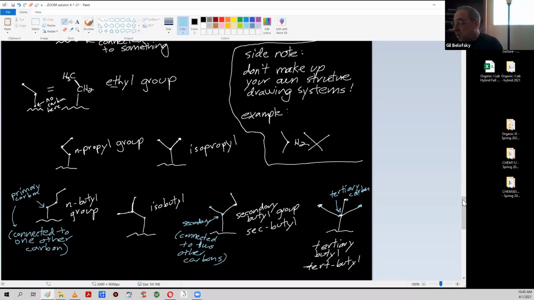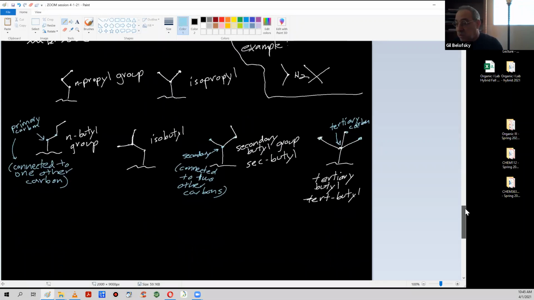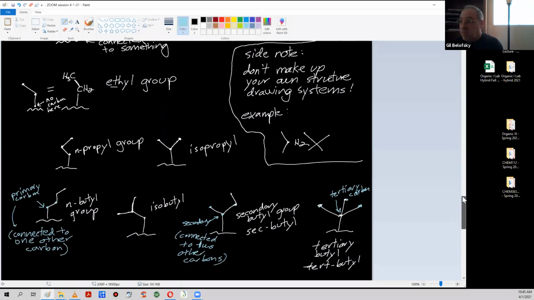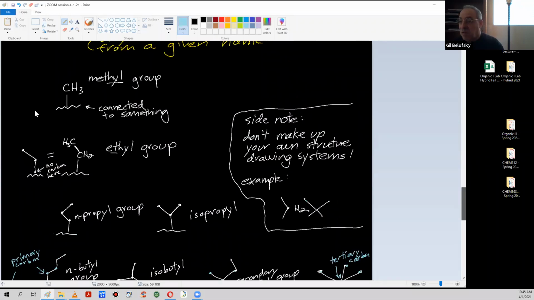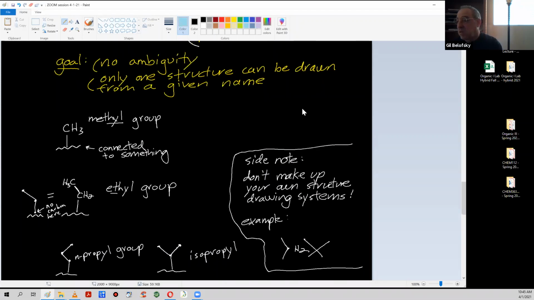So, you know, it kind of makes sense, except for the iso. Really, it's the isobutyl that doesn't fit with the system, right? But that's the way it is. So these are the names, basically, of substituents. If we come back up here, we could title this whole section Names of Common Substituents.